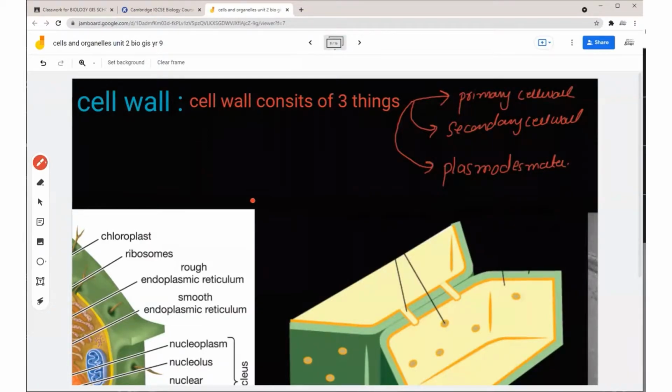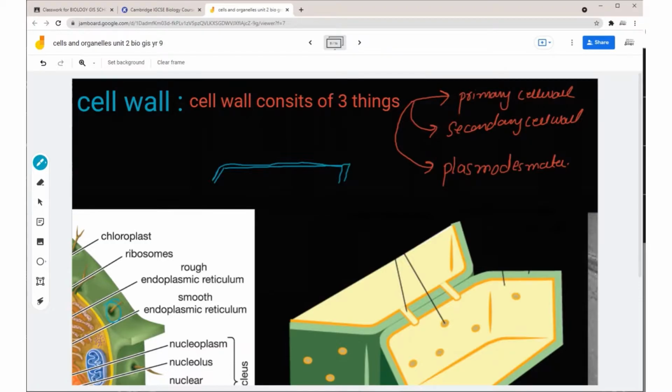Okay, so remember, primary and secondary cell wall. I'm not teaching you much because you will learn in A levels, maybe. So see here, primary cell wall and secondary cell wall. This is a cell wall. There will be one cell wall which we call a primary cell wall, and there will be another coating which is called a secondary cell wall.